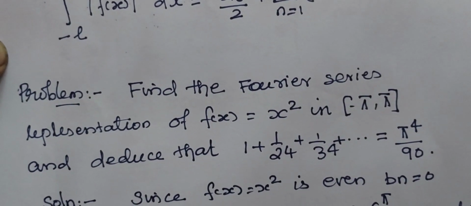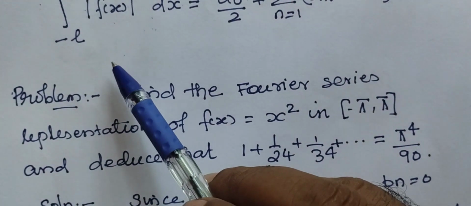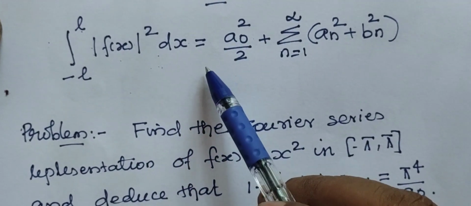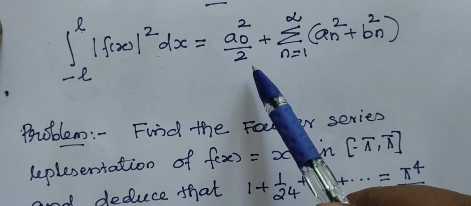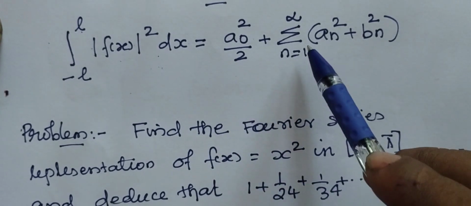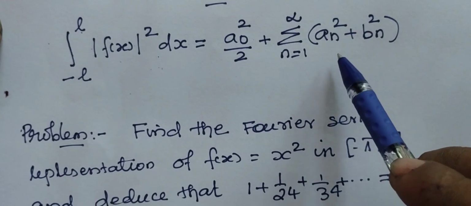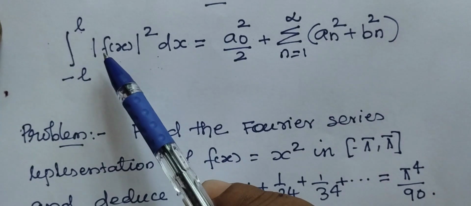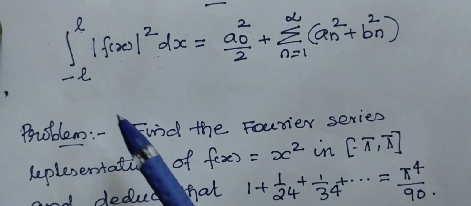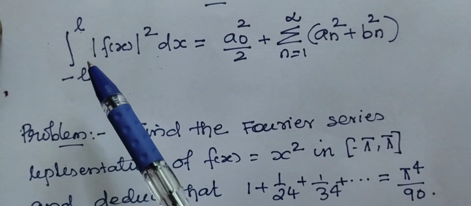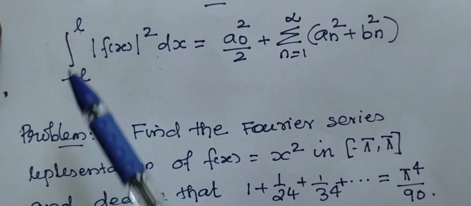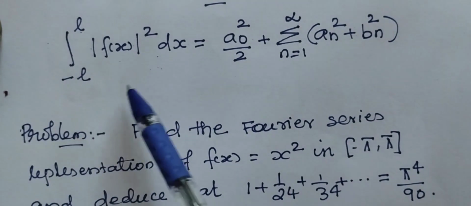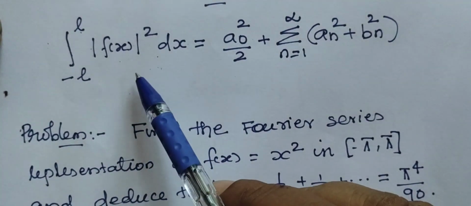The Parseval identity formula is: the integral from minus L to L of modulus f of x the whole square dx is equal to a naught square divided by 2 plus summation n is equal to 1 to infinity of a n square plus b n square. So this is for the limit minus L to L. If the question is 0 to 2 pi, we use 0 to 2 pi. And if it is minus pi to pi, then we use minus pi to pi. According to the limit, we can use this integral.